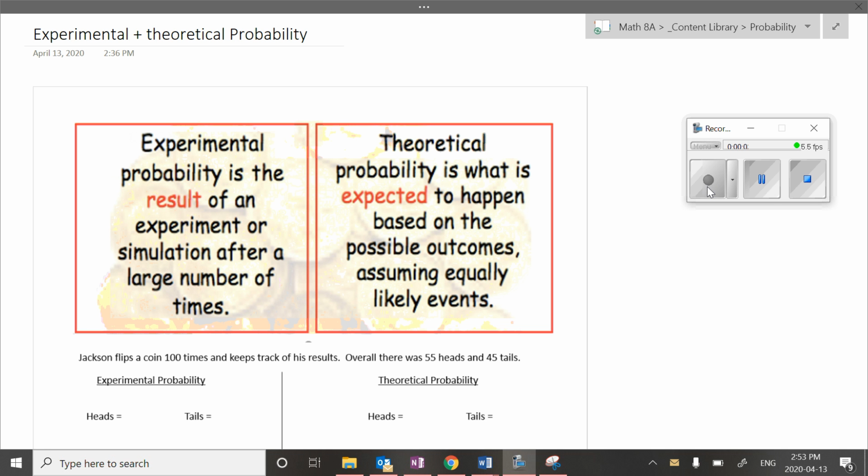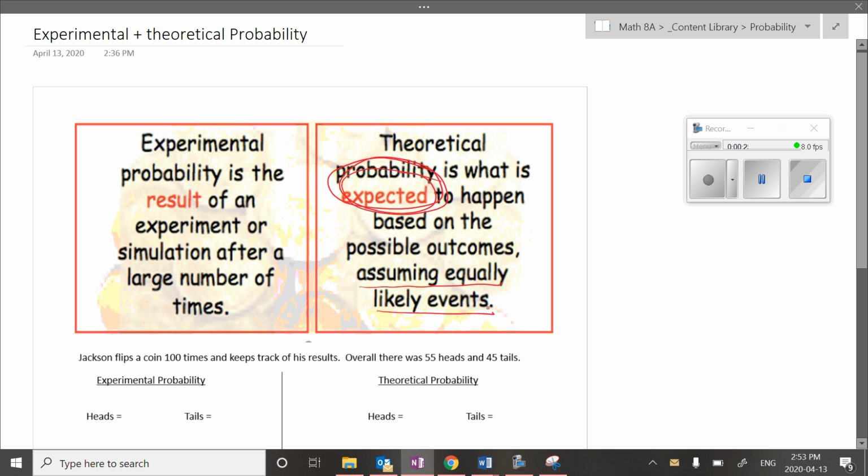Experimental and theoretical probability is what we're going to be talking about today. These are two different types of probabilities that exist. So far in class, we've been talking about theoretical. Theoretical probability is what is expected. That's our keyword: what is expected to happen based on the possible outcomes, assuming equally likely events. That means each possible outcome is just as likely to occur as the other.